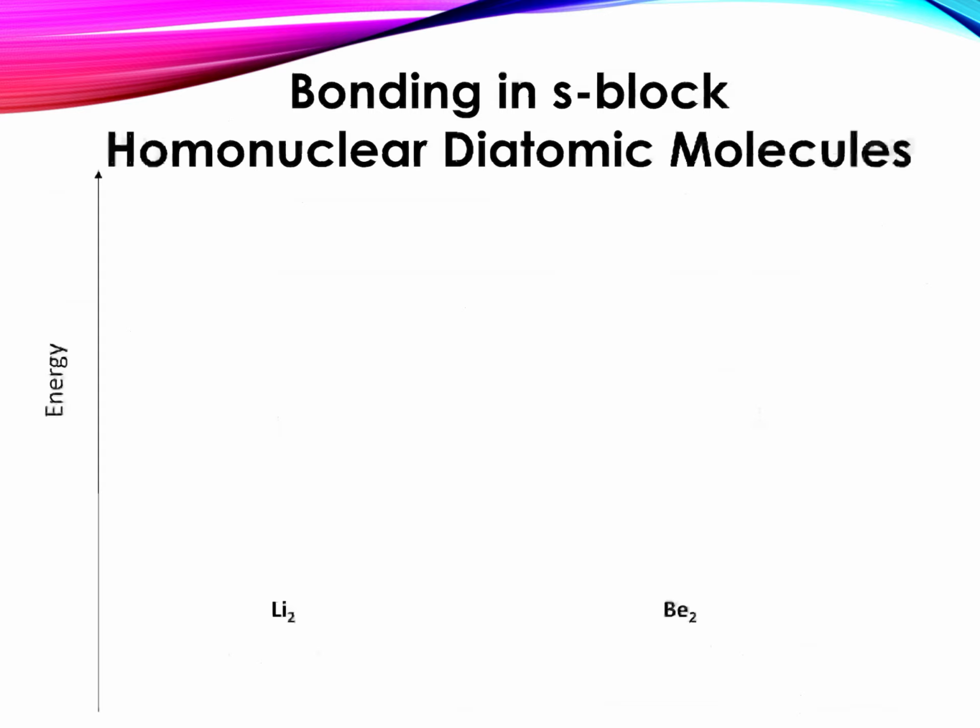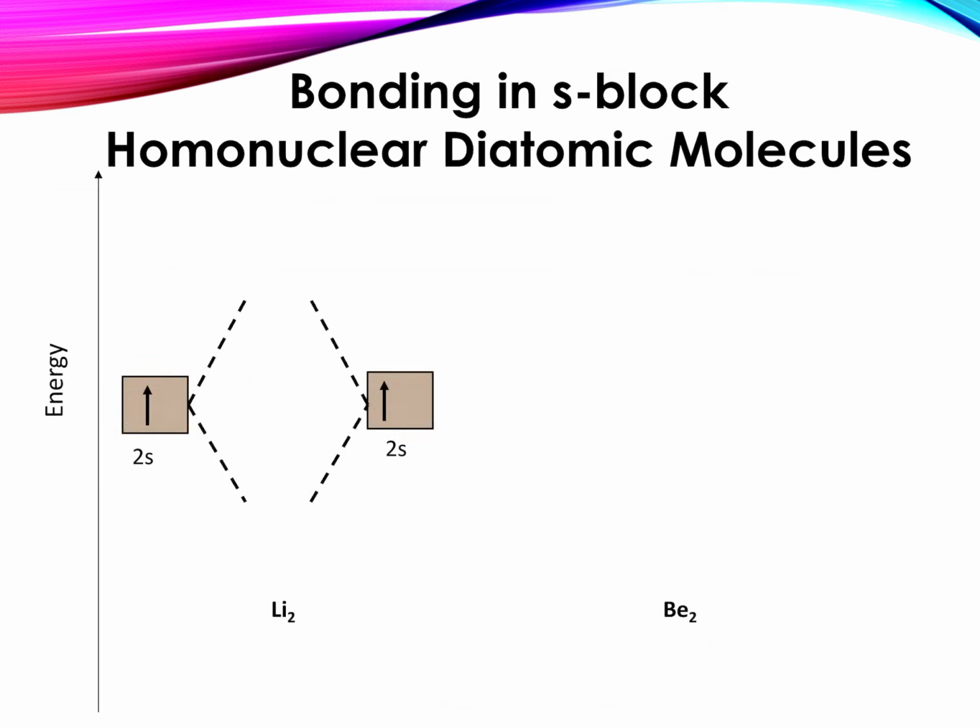So here is bonding in the s block. These are homonuclear diatomic molecules. But now we're not just using the 1s, we're using the 2s. But they're going to be exactly the same because we're still just dealing with s orbitals, and we're still just using valence electrons. Even though lithium has 1s2 2s1, we only care about the valence electron, so we're really just looking at that 2s1.